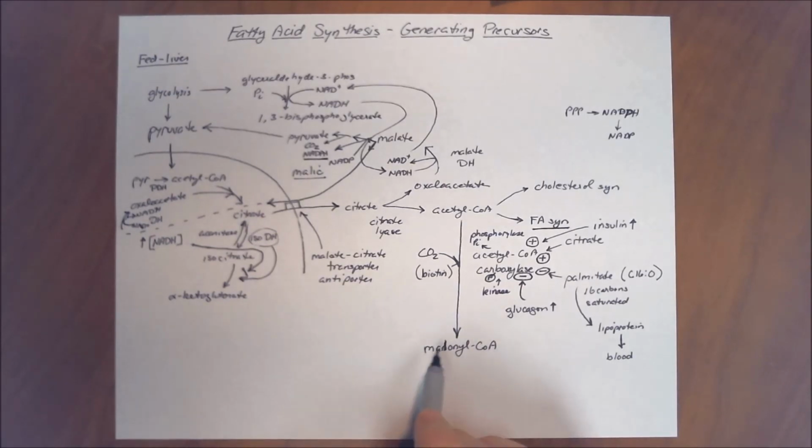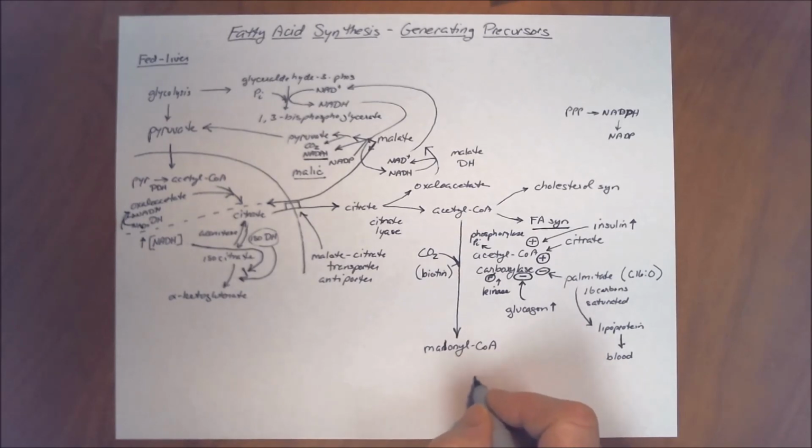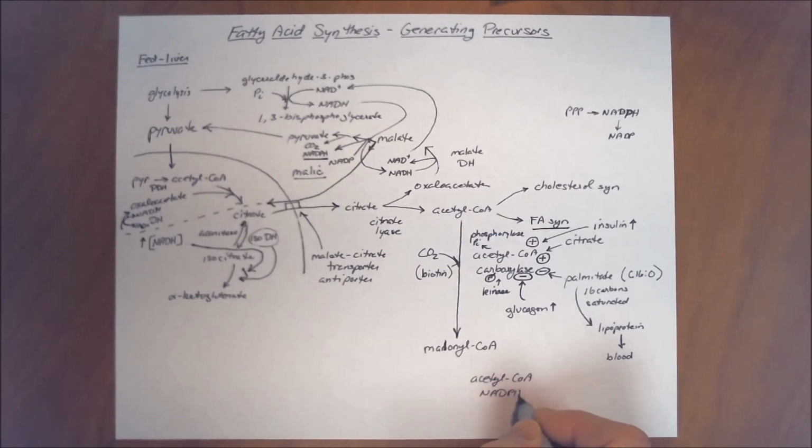Now once we have our malonyl-CoA, we now have our two substrates necessary for fatty acid synthesis. We need malonyl-CoA, we need acetyl-CoA, and we need NADPH reducing power in order to put all these together.